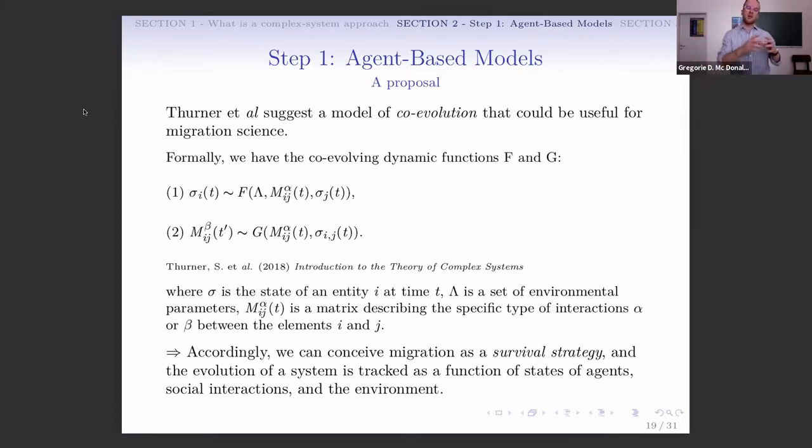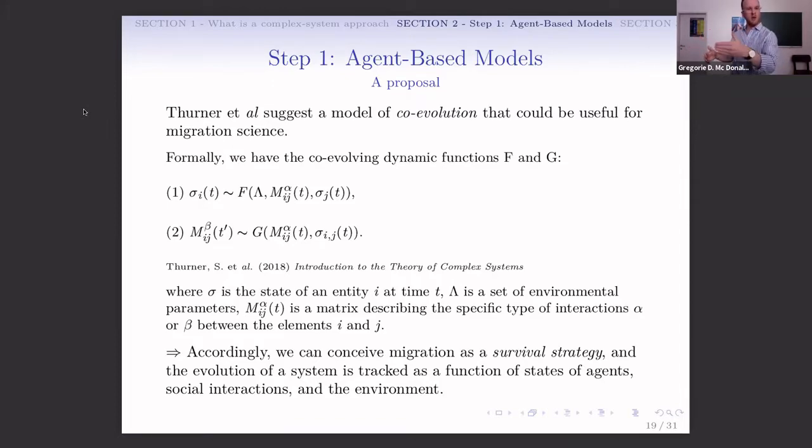And finally, we have the state sigma of another agent, j at time t. So the first equation says that the state of an individual agent will be realized by a set of environmental parameters, a type of interaction that exists between our agents, and of course, the state of the other agent, which is, so to say, interacting with our agent. This gives you a feeling of the narrative that I was trying to explain before, to the extent that our agents are interacting together and that the set of environmental parameters drive those interactions. And in the second equation, we have a new type of interaction defined by the matrix of interaction M, and the new type of interaction is denoted by the upper index beta at a future time step t prime. And again, we see that this matrix of interaction will be realized by a function g.